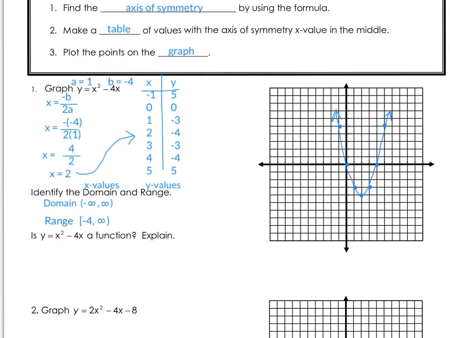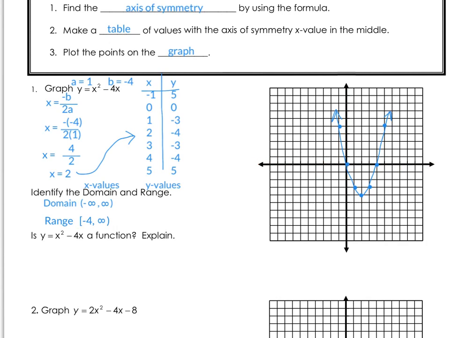Okay, the next question says, is y equals x squared minus 4x a function, and explain? Well, we know if it's a function, we can use the vertical line test and it'll only go through the graph at one point. So if I think of taking your pen or pencil, and you start at the left-hand side and travel across the graph, that pencil or pen will only go through the graph at one place, no matter where we put it along this x-axis. So that tells me that it is a function.